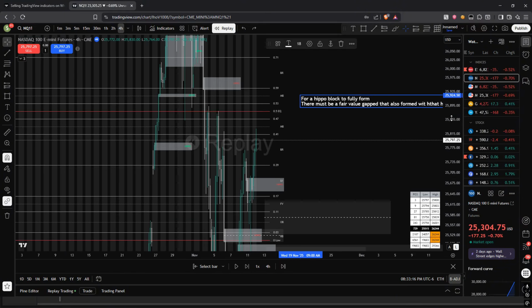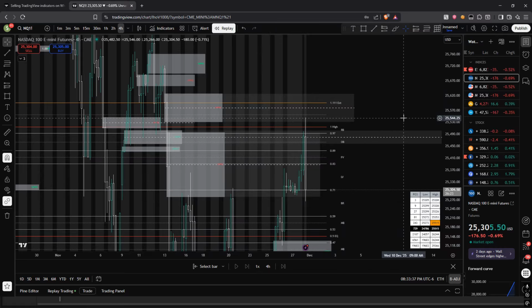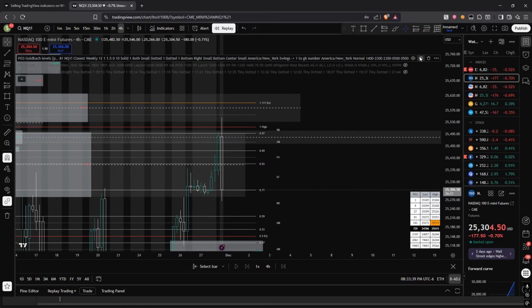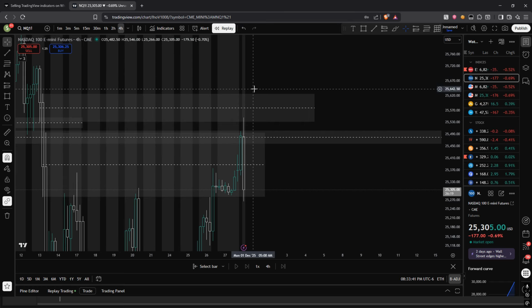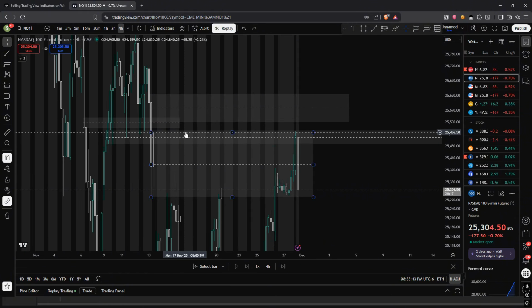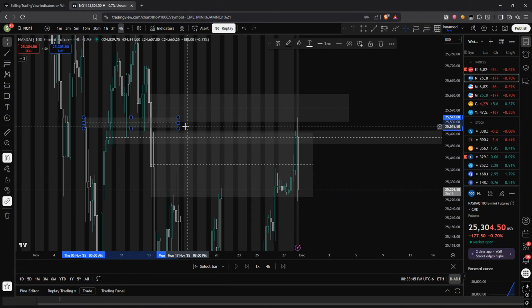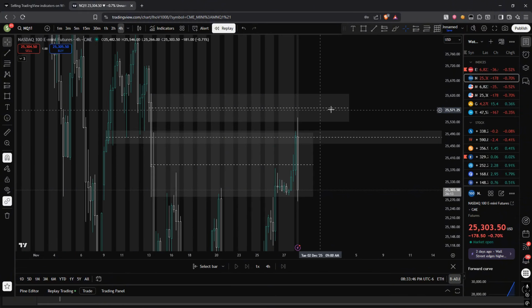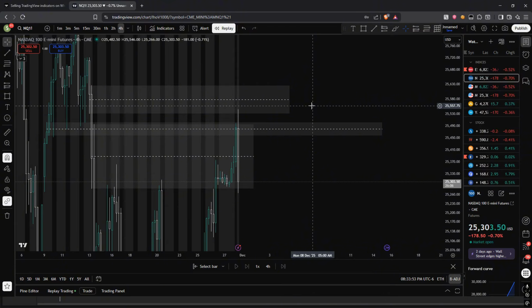So that's how I basically use Hippo blocks as a confluence. I like using it on a higher time frame most of the time, but that's just like any other PD array, like hindsight trading. Now I'm not saying this is the holy grail of PD arrays. This is what I trade. This is my trading model, right?